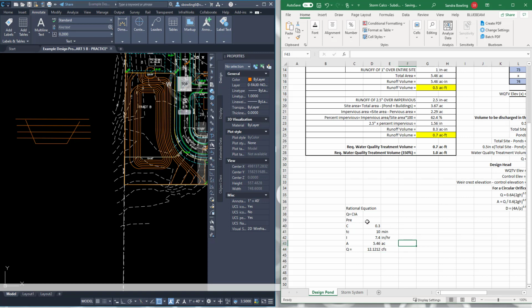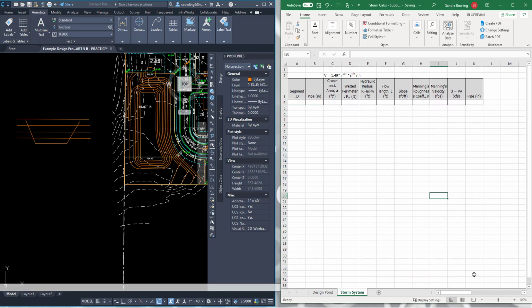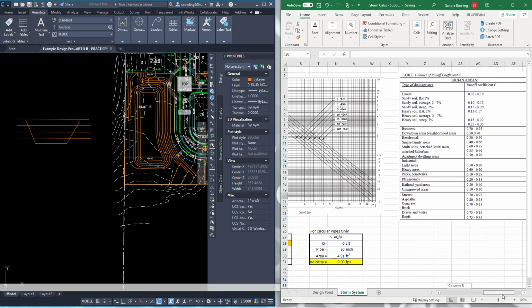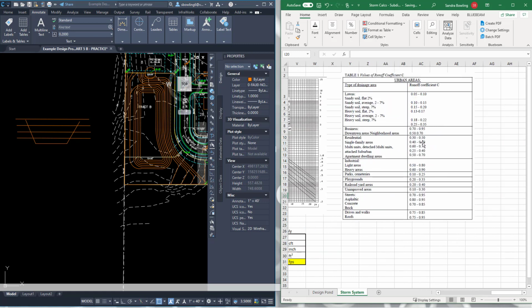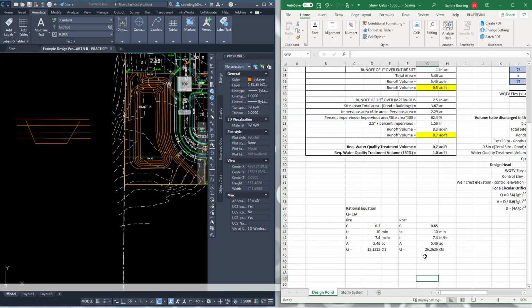Okay, and we know in post development, I'm going to just highlight that, control copy, control paste, and I'm going to go post. So we know that we're going to probably have about a 0.65. I do have my handy dandy sheet over here, and I'm just going to assume single family. I'm going to go 0.6.